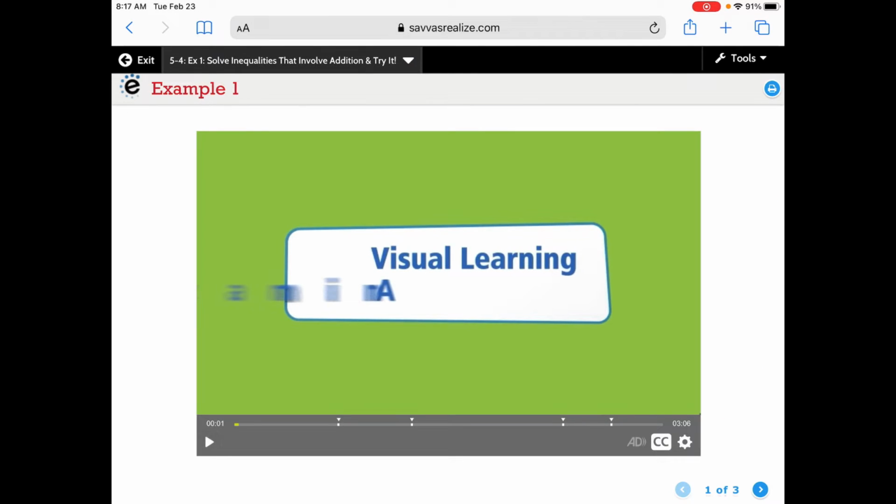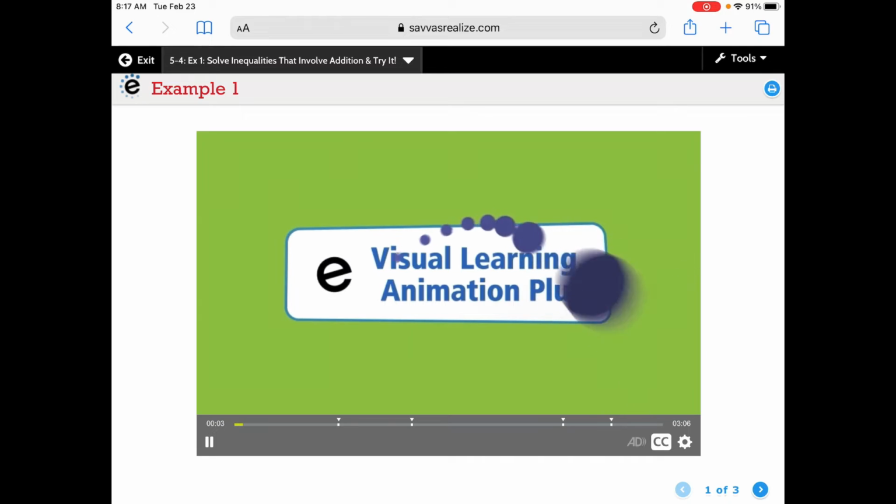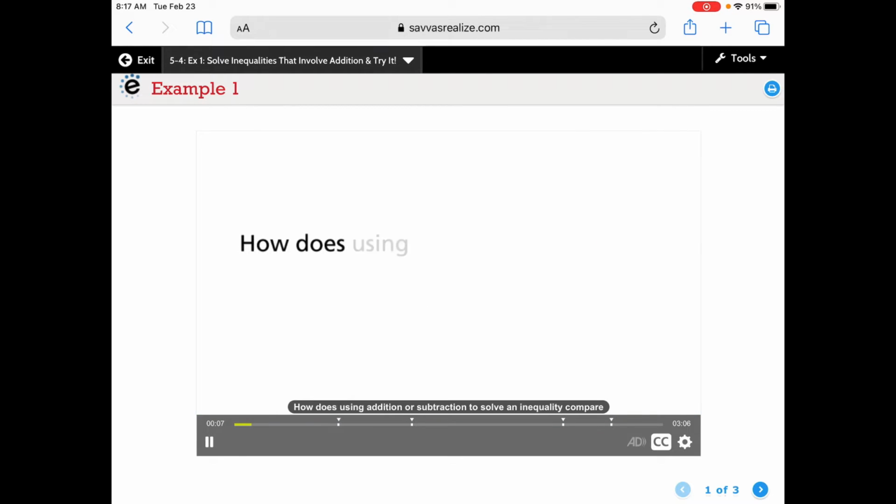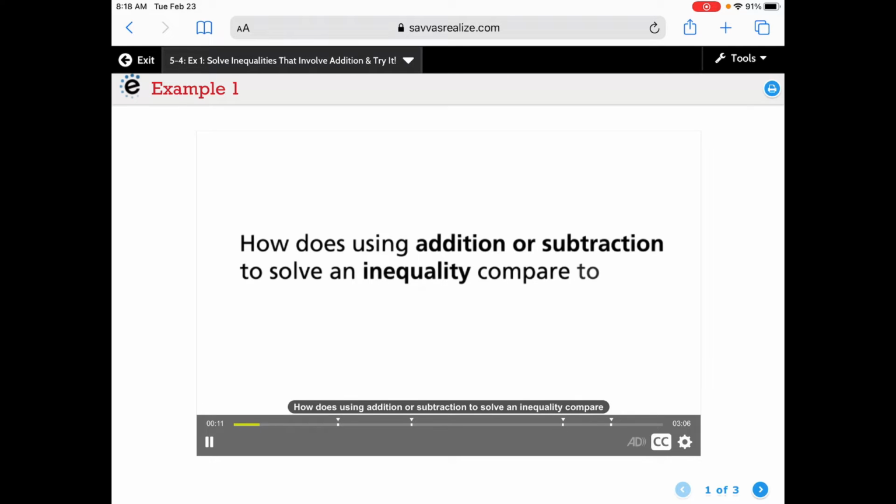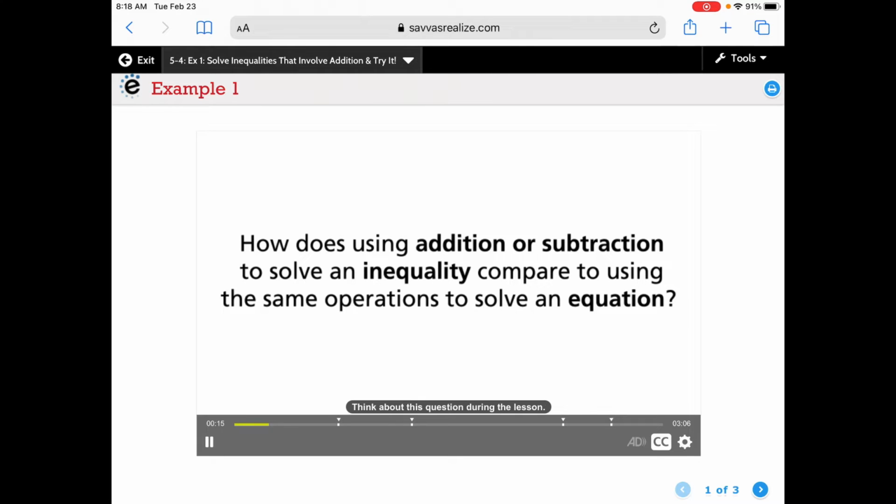Let's turn to page 284 in the book and follow along as I read. See the suitcases there? How does using addition or subtraction to solve an inequality compare to using the same operations to solve an equation? Think about this question during the lesson.